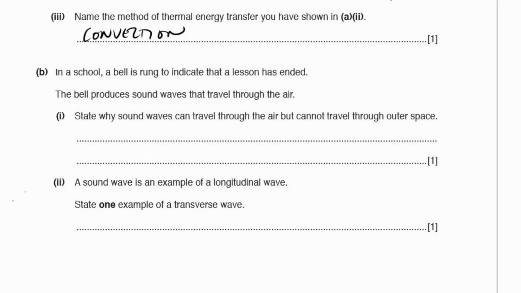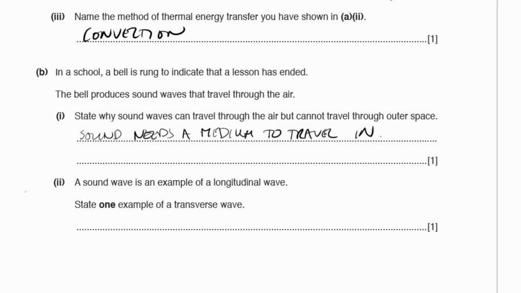In school, a bell is rung to indicate that a lesson has ended. The bell produces sound waves that travel through the air. State why sound waves can travel through the air but cannot travel through outer space. Well, sound needs a medium to travel in. It's a series of compressions and rarefactions as particles bounce into each other, but it needs a medium to travel in.